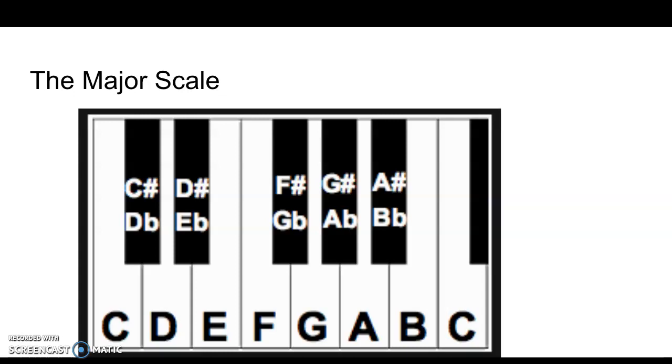The pattern then stays the same. In between F and G, you have F sharp or G flat. In between G and A, you have G sharp or A flat. And in between A and B, you have A sharp or B flat. Then no black note in between B and C. So basically, that is the one octave of notes on a piano.